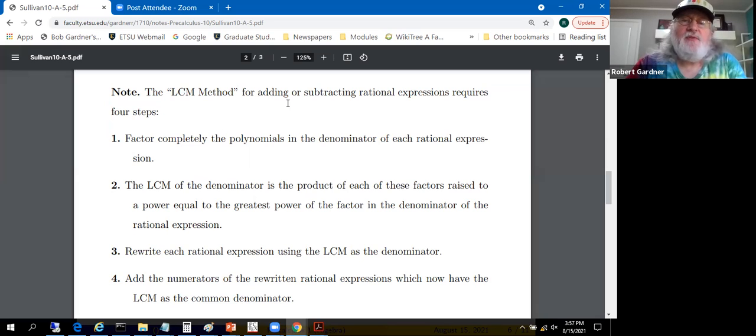The LCM method for adding or subtracting rational expressions requires 4 steps. Factor completely the polynomials in the denominator of each rational expression. Factor the denominators. The least common multiple of the denominators is the product of each of these factors raised to a power equal to the greatest power of the factor in the denominator of the rational expression. We'll illustrate that with an example, but the punchline is you consider all factors and you take the biggest power of each factor.